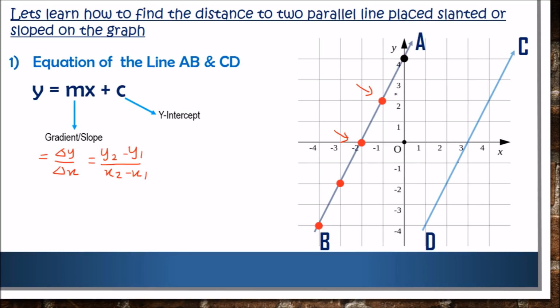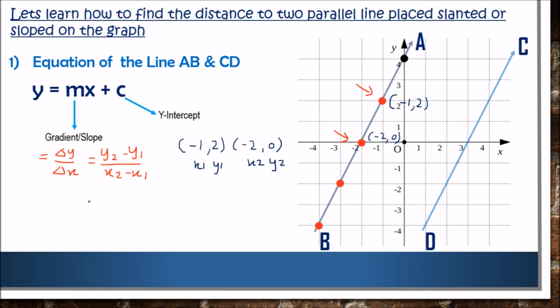Let's write down the x and y coordinate value. At this point, our x is minus 1 and our y is 2. And at this point, our x is minus 2 and our y is 0. So let's write down both of these coordinates right here. Minus 1 and 2 and minus 2 and 0. Now mark them as x y and x y. The first set of coordinate will be x1, y1, and the second set of coordinate will be x2, y2.